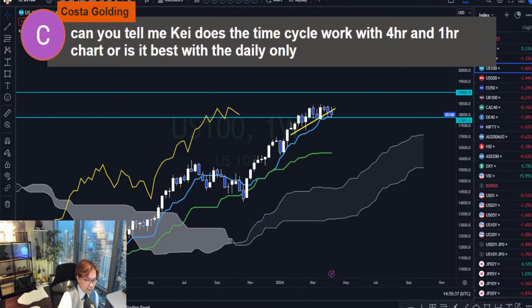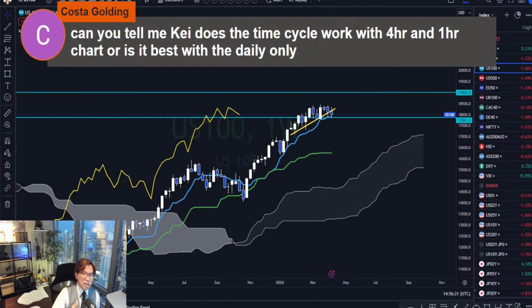Costa says, can you tell me, Kay, does the time cycle work with 4 hour and 1 hour? No, it doesn't work in 4 hour and 1 hour. Well, it may work, but it works much better and best on the daily time frame or higher time frames. Basically, this applies to any market, but the more you go to lower time frames, the more it becomes spiky and choppy. So you will see more stable ups and downs on the weekly or the daily time frames. You see more clear N waves on the daily charts. That's why it's easier to use time cycles.